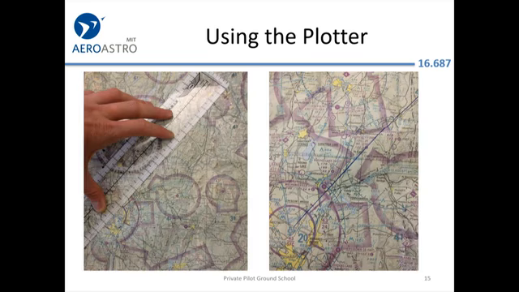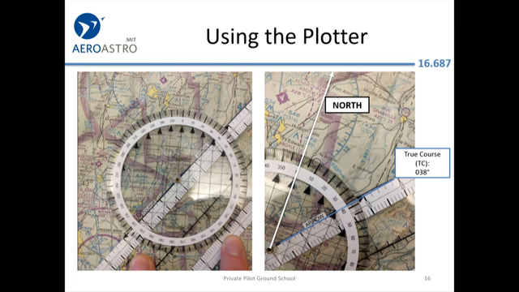Okay, using the plotter, you can see people's charts. They would have to buy new ones every few weeks because they would be so marked up with pencils. Here we find the true course is 038. So as you can see, they're just reading that off the protractor part.